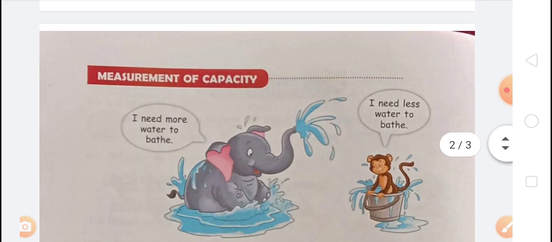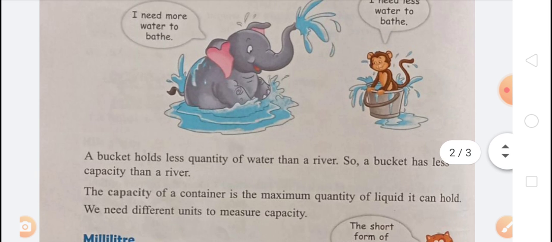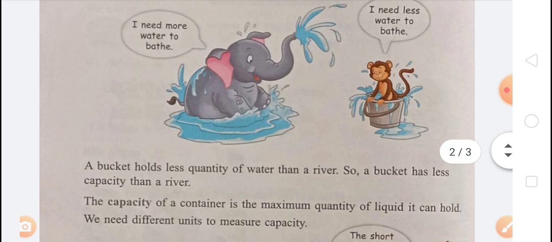The next topic is measurement of capacity. I need more water to bath. Jumbo said I need more water to bath, and Mambo said I need less water to bath. A bucket holds less quantity of water than a river, so a bucket has less capacity than a river.